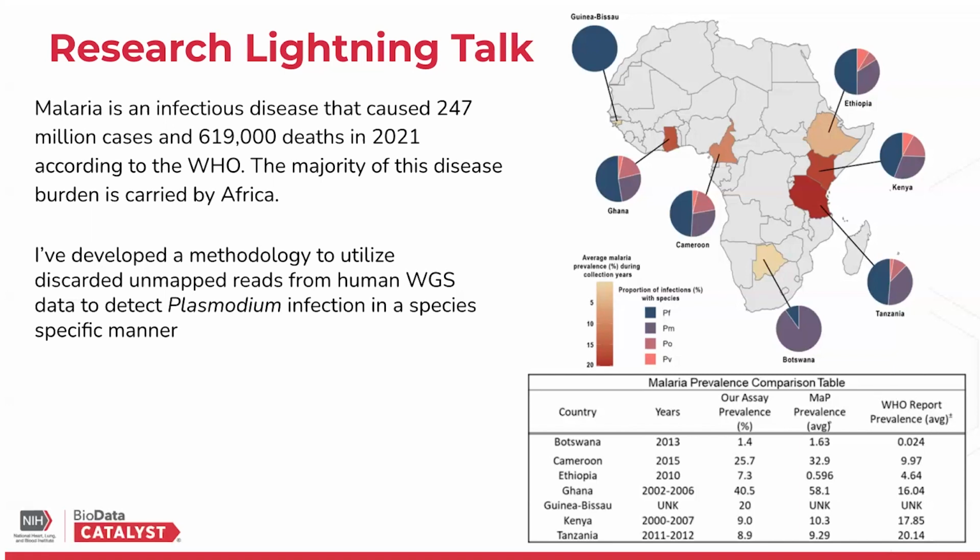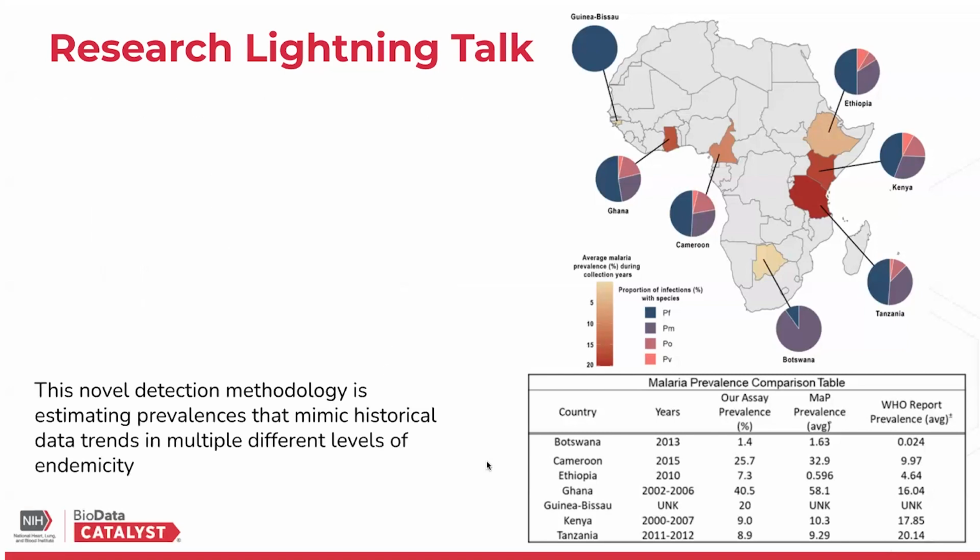And as you can see through the pie charts, we actually found a really exciting thing where we could do it at the species-specific level, which is really important in malaria. We found a pretty big diversity of species across the different countries involved in the population. And then finally, if you want to do the last click, so we can bring the last blurb up. Obviously, it's really exciting that I made this methodology using only the unmapped reads from human WGS data.